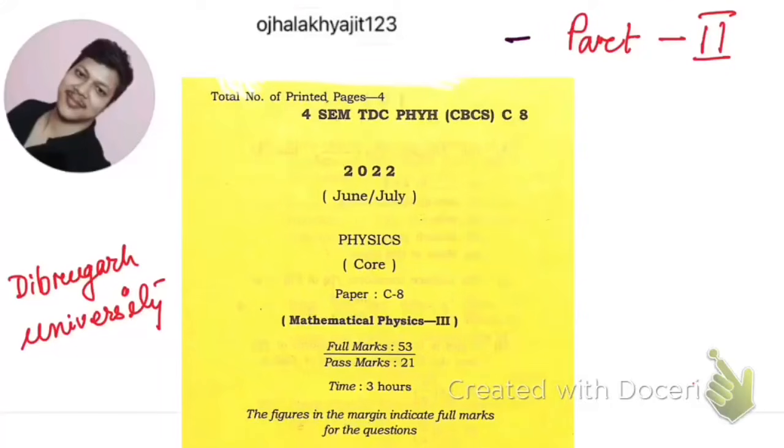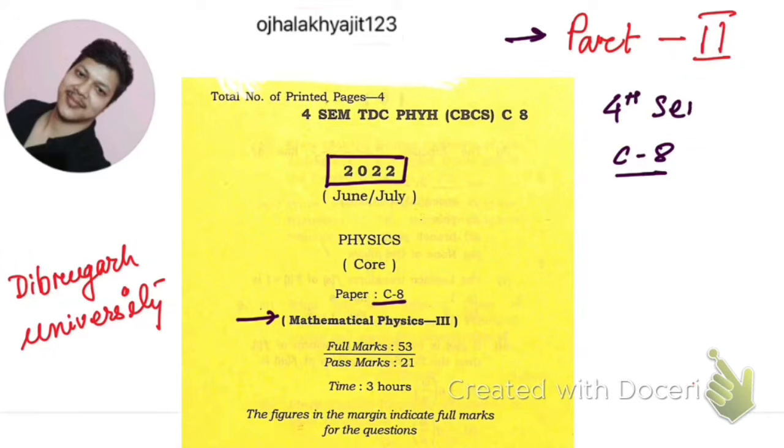Hello friends, this is part 2 of question paper solution 2022 mathematical physics C8 paper. This is paper C8 of fourth semester under Dibrugarh University BSc paper, physics honors.